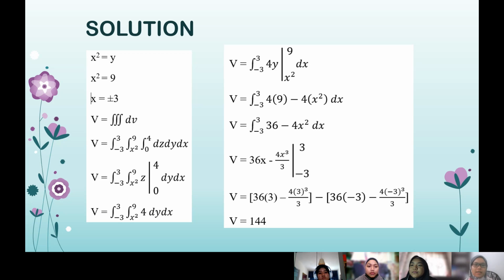The solution is, first we write that x squared equals y and we know that x squared equals 9. So we can get the value of x, which is plus or minus 3. And then we do the triple integration with respect to dv. We integrate with respect to dz, dy, dx.